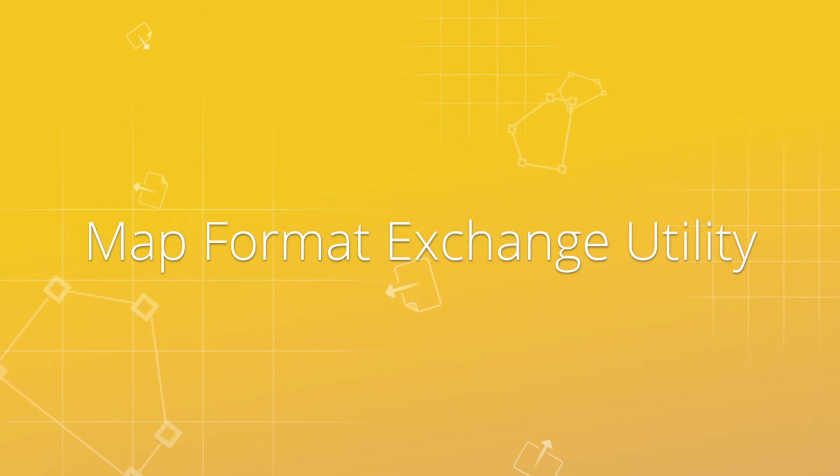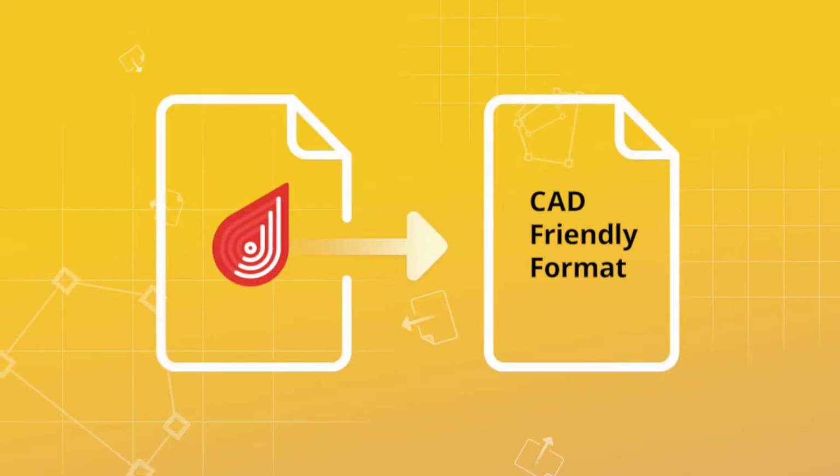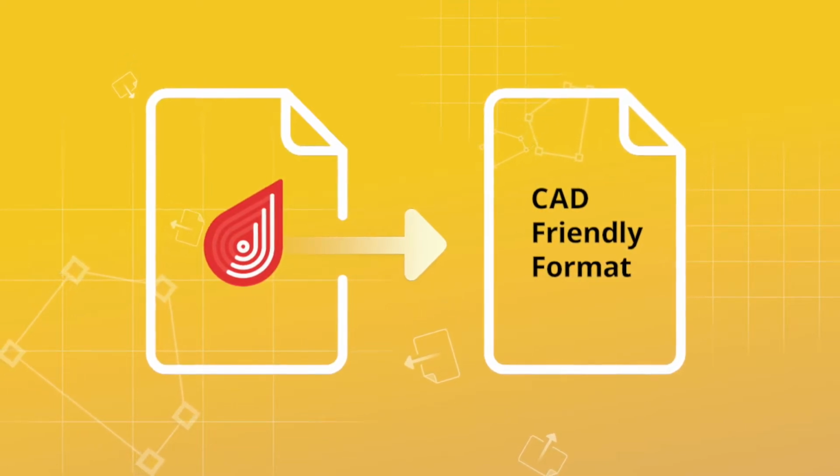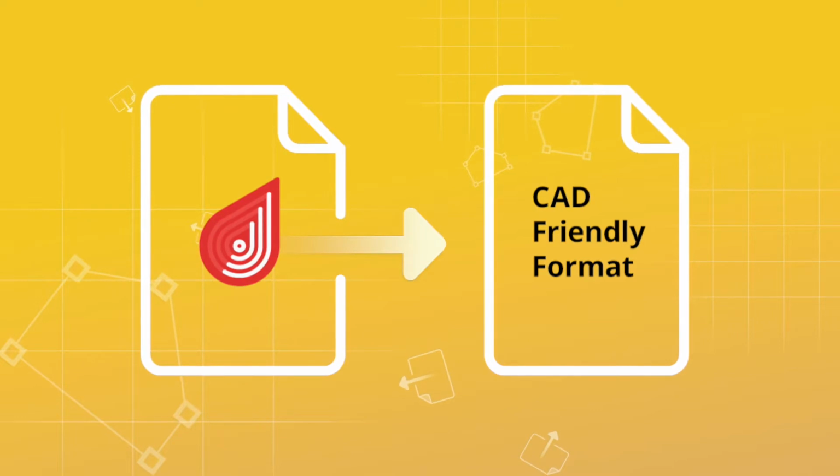We wanted to get together and share some of our thoughts and ideas around our excitement of the 4.6 release, featuring a new tool called the Map Format Exchange Utility. With Jibestream's Map Exchange Utility, you can easily convert, work with, and extract your maps into CAD-friendly formats that can be opened in applications like AutoCAD, Illustrator, or any other CAD viewer.